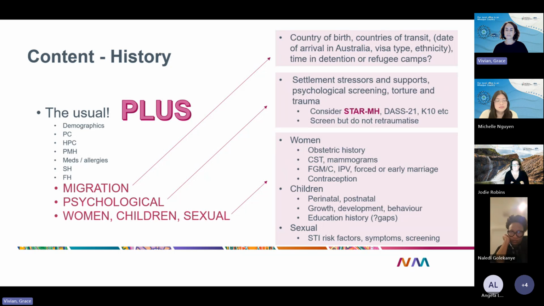With regards to children, we want to know the whole history. Webinar 5 is going to focus on paediatrics. The one thing I'll mention there is the education history. So a lot of the kids we see may have had gaps in their learning. Maybe they attended year 1, they were kind of on the move for year 2 or 3, and then they got to year 4, and then their education fell off, and now they're 16.